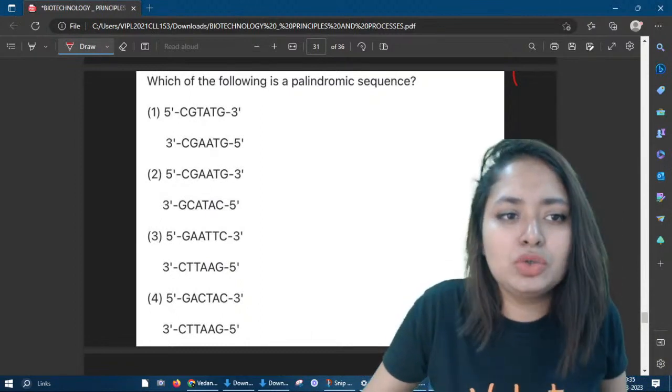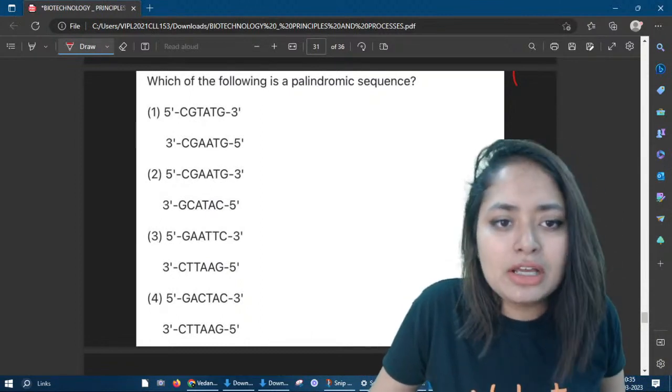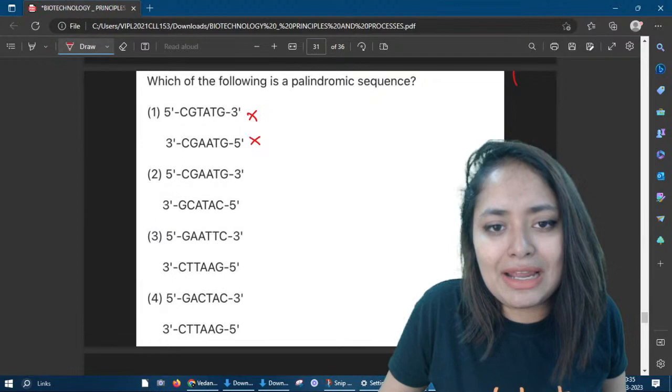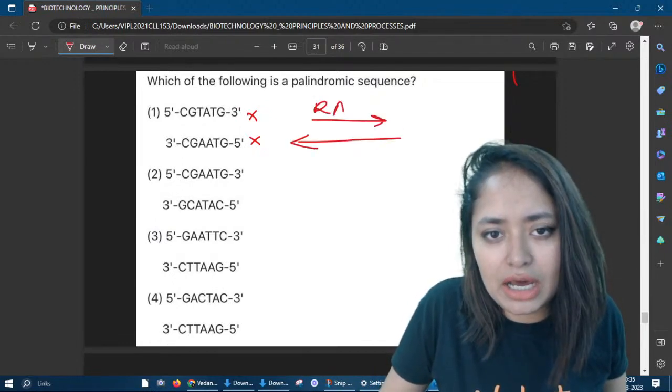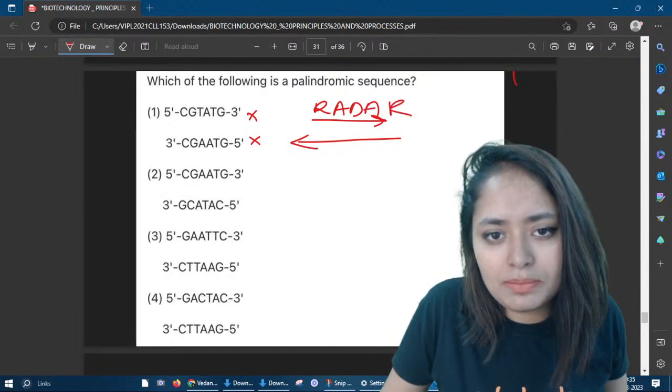Awesome. Ma'am, fast. You guys tell the answer. Perfect. Children, this is not palindromic. Palindromic means it has to read the same in both directions, like the word radar, like the word mom. It has to read the same in both directions.